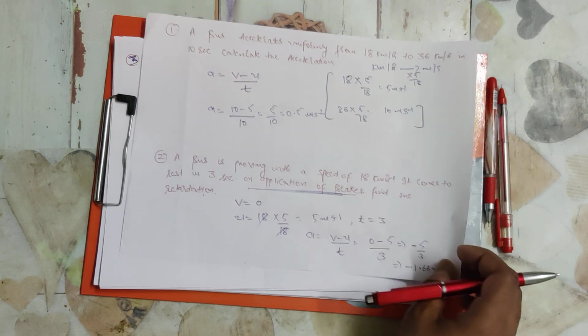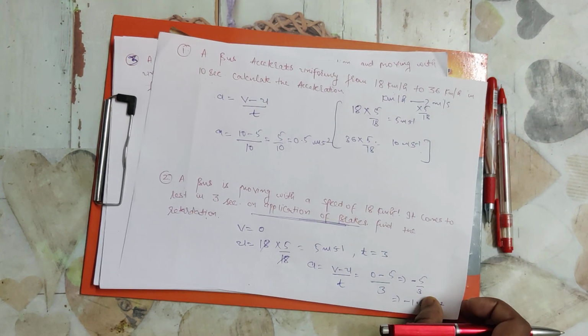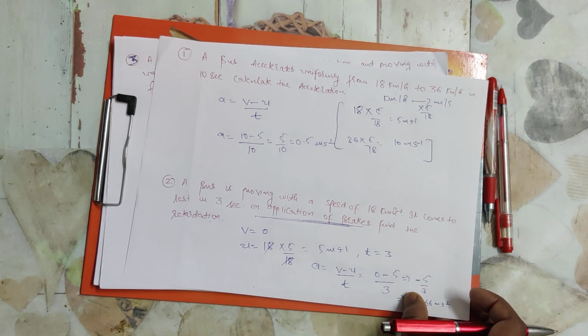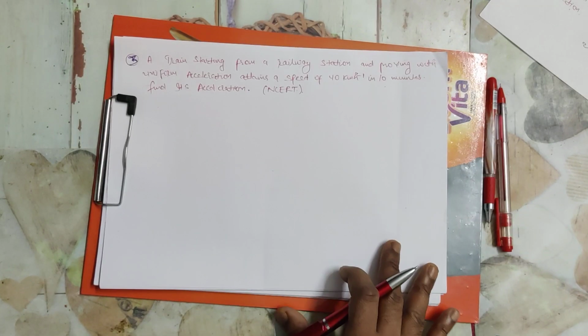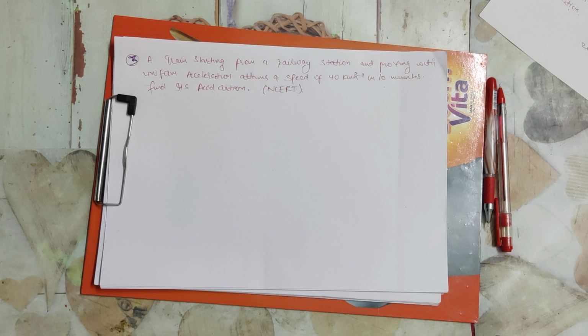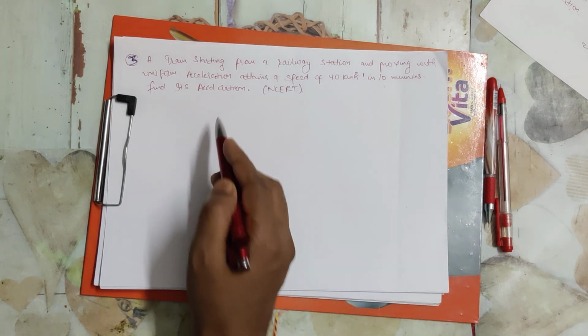So these are simple questions. One is of acceleration and one is of retardation. In the previous video I gave you two numericals. So let's start with the third numerical, which is from your NCERT. This question says that a train starting from a railway station and moving with uniform acceleration attains a speed of 40 km per hour in 10 minutes, and find its acceleration. This question is also of retardation, but they have used the word acceleration.